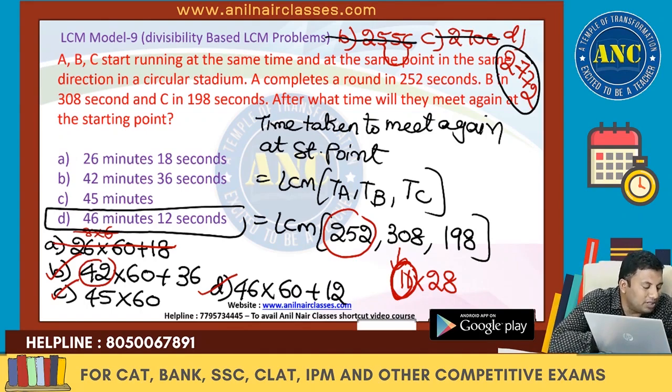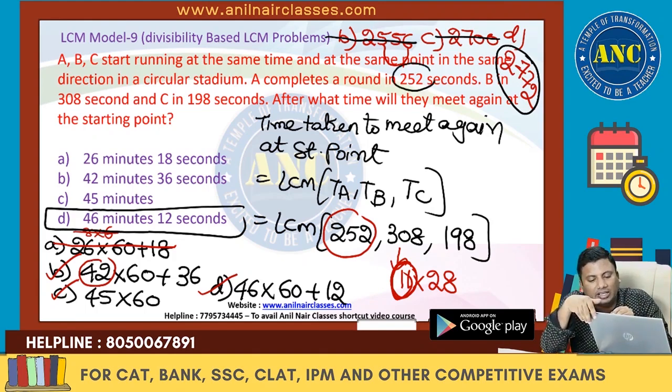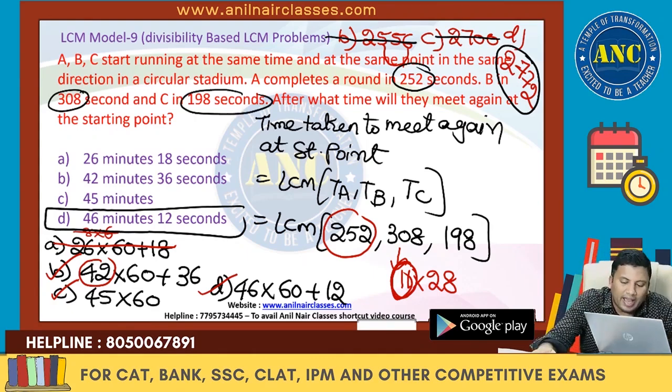Why will it be 0? When the time they are taking to complete a round is different, each one is taking a different time. When you say the answer is 0, you are saying that they will not take any time to reach the starting point. Isn't it illogical?